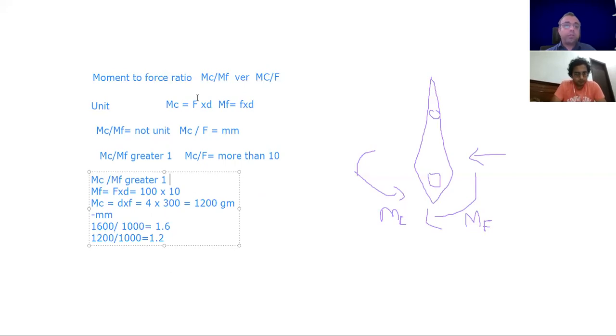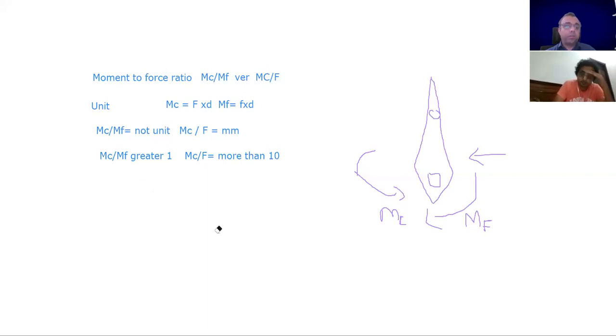Now we move to the second scenario. The second scenario is MC/F. What is the moment of a couple? Sorry, first we will calculate the force here. That is greater than 10, right? Greater than 10, yes, more than 10. So how do we calculate it?